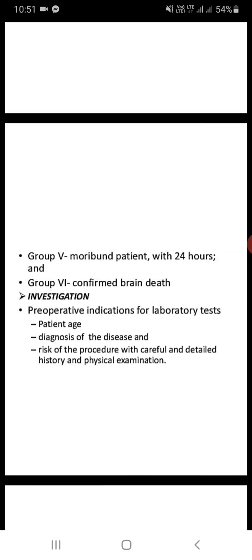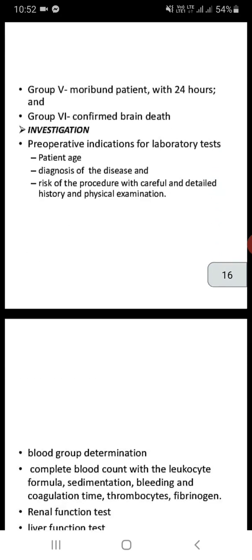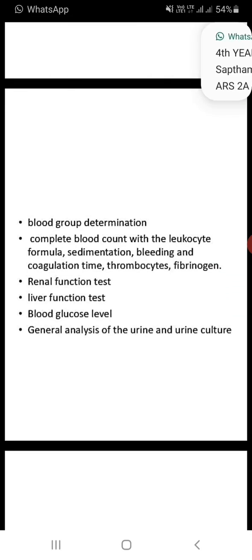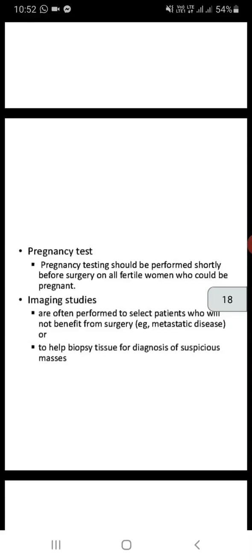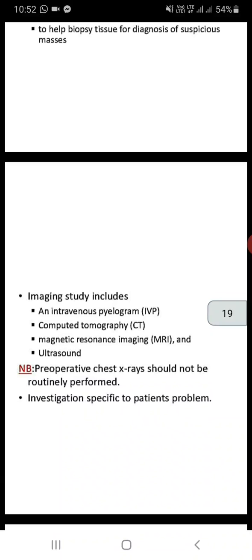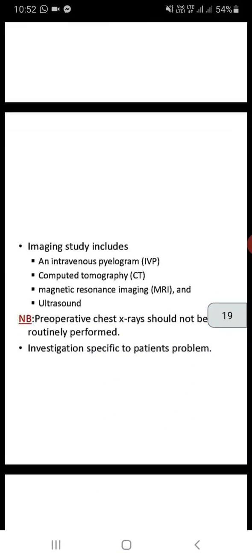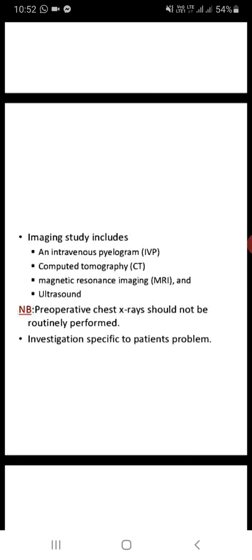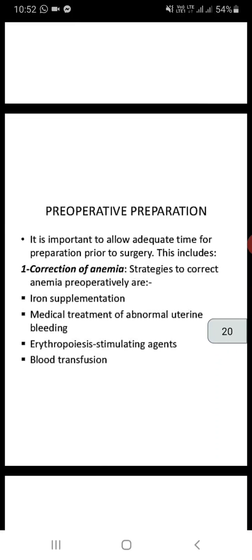Investigation: preoperative indications for laboratory tests depend on patient age, diagnosis, the risk of the procedure, and careful history and physical examination. Blood group determination, complete blood count, leukocyte formula, sedimentation, renal function tests, liver function, blood glucose level, general analysis. A pregnancy test should be done before surgery on a fertile woman who could be pregnant. Imaging studies, and biopsy tissue for diagnosis of suspicious lesions. Imaging studies include IVP, CT, MRI, ultrasound, and preoperative chest x-rays.